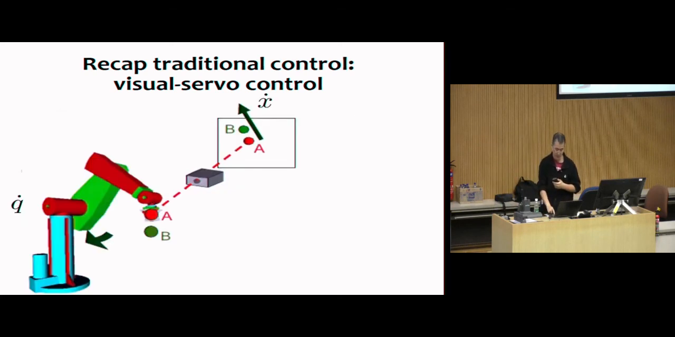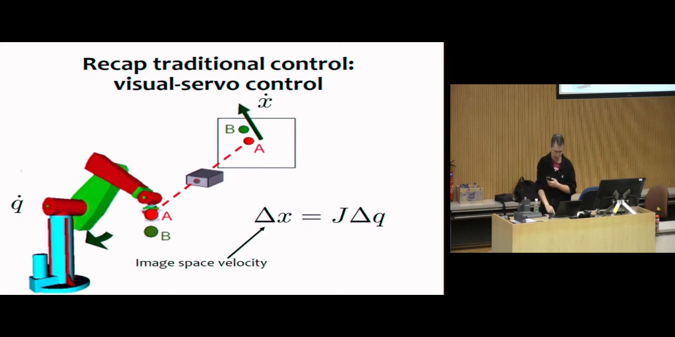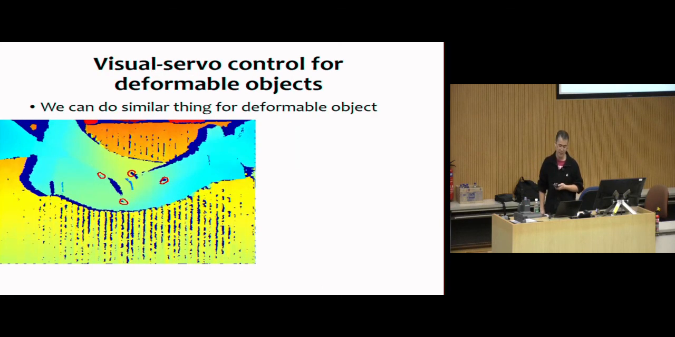And then I can find the relationship between the arrow in the image space and the arrow in the joint space. Okay, I can have the equation delta x equals J delta q. So delta x is the image space velocity, delta q is the joint space velocity, and J is the Jacobian. Okay, so for most traditional tasks, the Jacobian can be analytically computed, so it is very simple. However, for our task, it is relatively a bit more complicated.